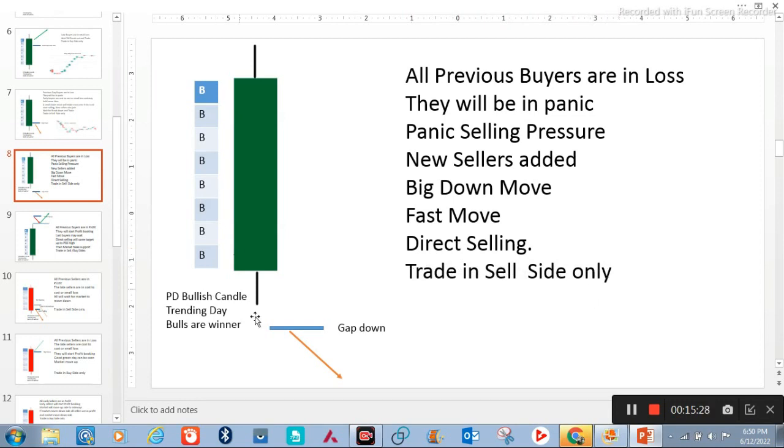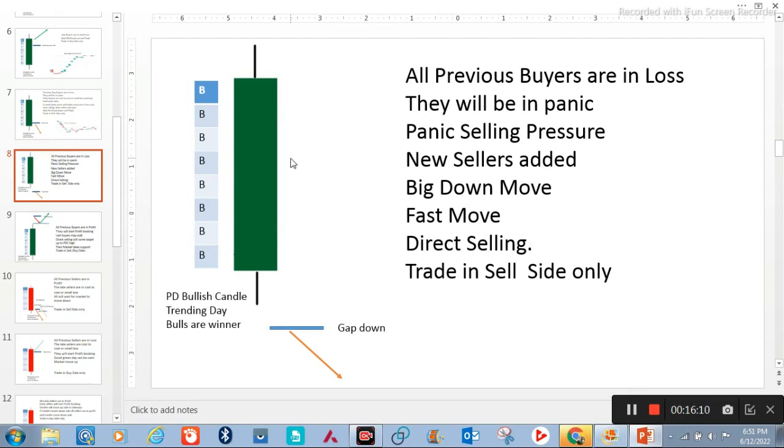Previous day is the trending day, a bullish day, and all are sitting on the buyer side. Next day, a big gap down happens. All previous day buyers are in panic. They want to book the loss up to the last candle. So a big down move will happen. We have to trade in the sell side only. This is called direct selling. Understood? Shall we go to the next?